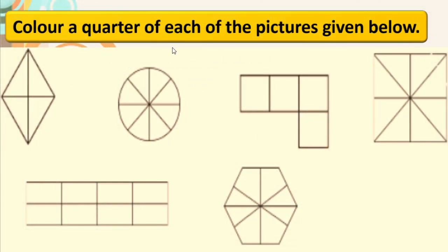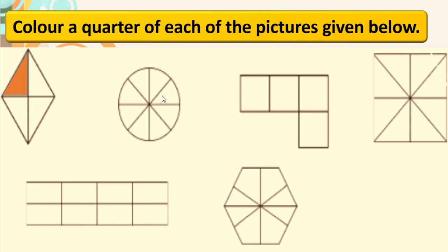Color a quarter part of each of the pictures given below. Earlier we colored half part of the pictures given, isn't it? Now we will color quarter part of each picture. See, this first one has 4 parts. Quarter part means only 1 part we have to color. Right?